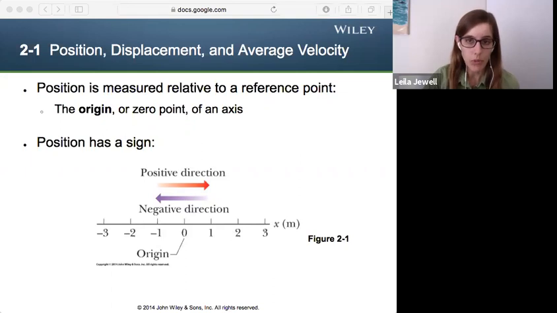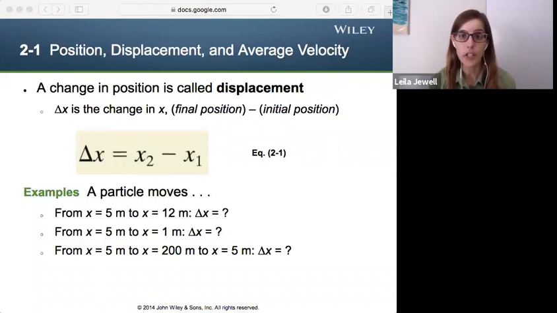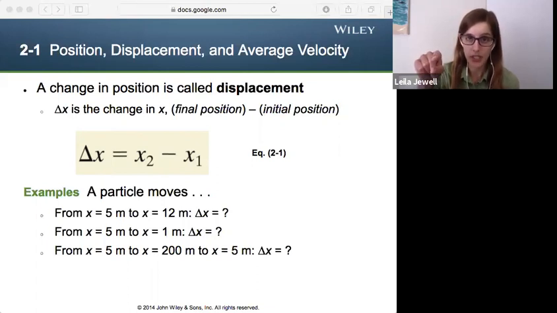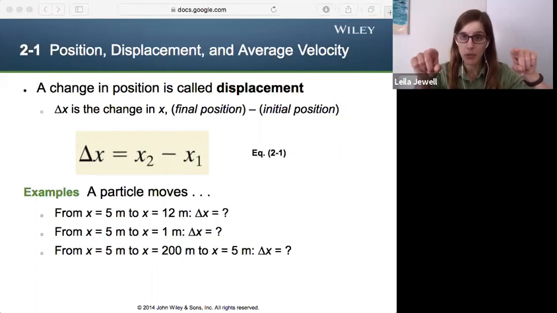So once we have position, we can start defining changes in position. A change in position we call a displacement. This is where things start to get more interesting because things are now no longer just a single point, but we could have 2 points and look at how those points are different. So we take the final position minus the initial position, and that will give us the displacement.